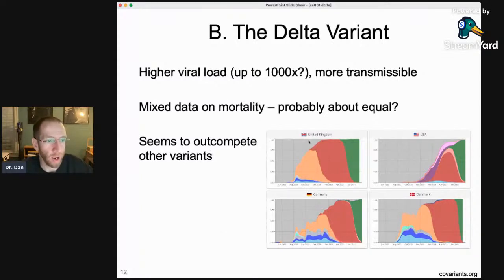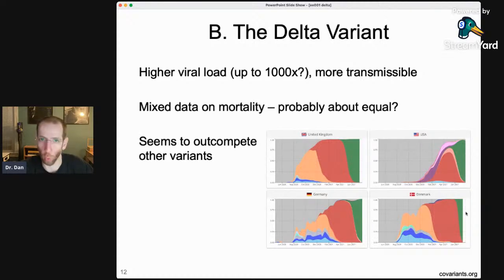These are figures from a website called covariants.org, which keeps track of the variants across different countries and what fraction of the documented cases are each variant. This is for the UK, US, Germany, and Denmark. I just took a screenshot of the first 4 that pop up when you go onto the website this afternoon. And green here is Delta. So this is from June of last year to June of this year right here. So there's July and then into August.